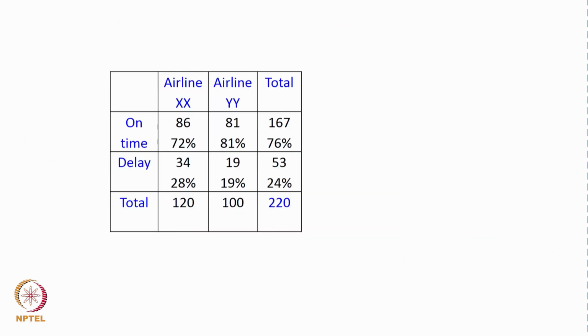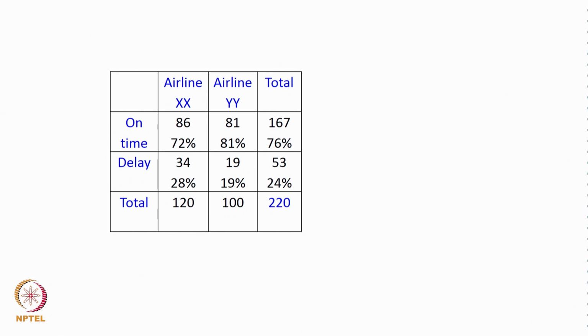We could look at another type of association. Let us say we could think of 2 airlines which we call XX and YY, and some data on time of arrival and delay. So, there is one variable which is the time of arrival, which is on time and delay, and the other categorical variable would be airline XX and airline YY. We could think of 220 flights for which data has been taken, and then we could get some numbers like 86, 81 and the corresponding percentages.